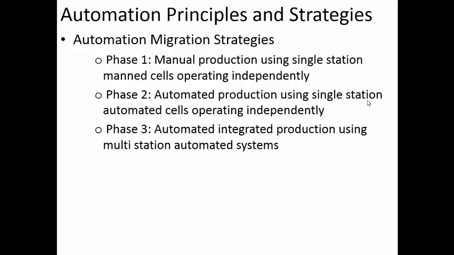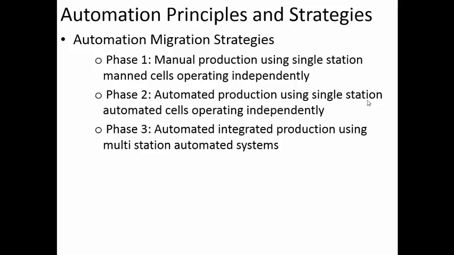So the next topic is automation migration strategies. For example, a new product is there. A company wants to manufacture a new product and sell it. The question is whether the company has to buy automated equipment, produce the components and then sell it, or whether something else has to be done.